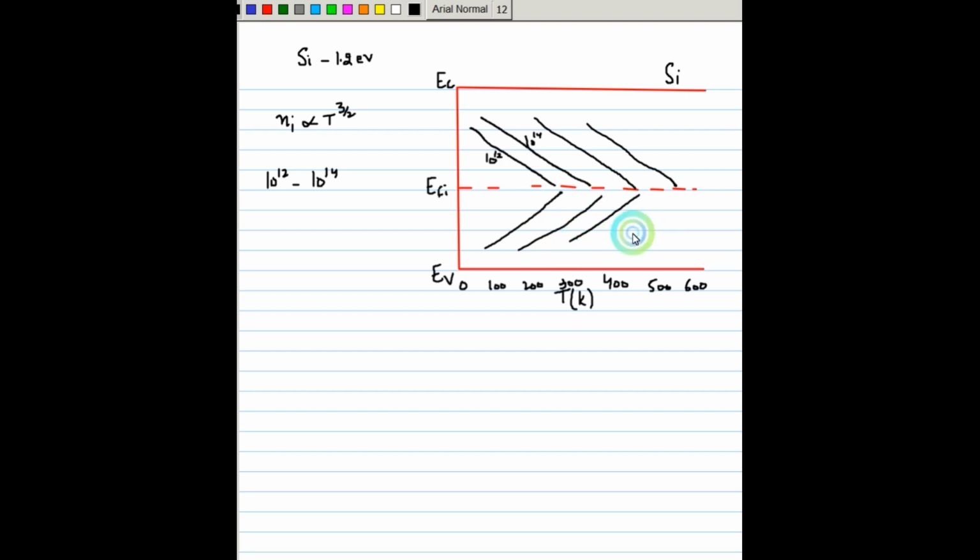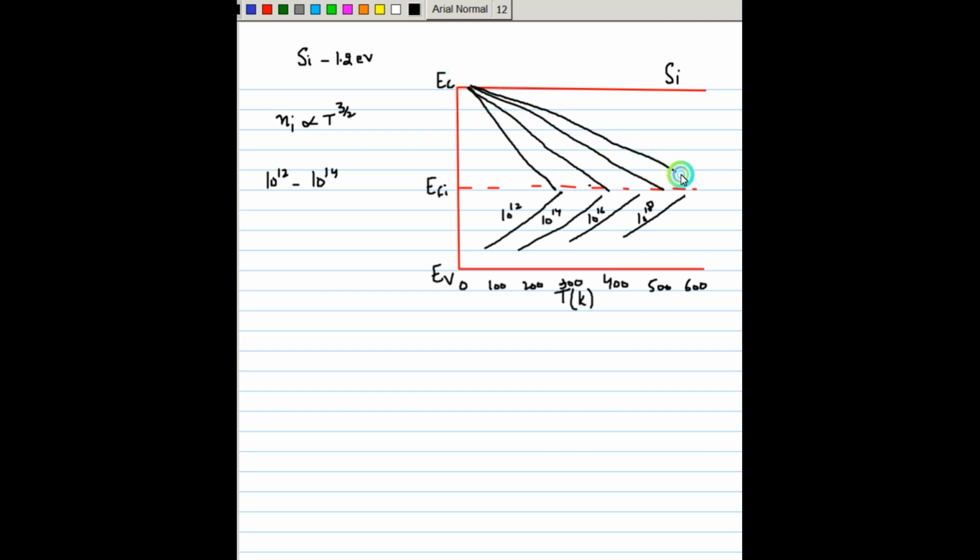So it's like this. Let this be 10 to the power of 12, 10 to the power of 14, 10 to the power of 16, 10 to the power of 18. These are the concentrations. Or the graphs can be made more elongated, like this. And similarly along the P side.